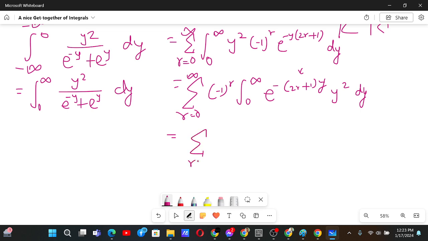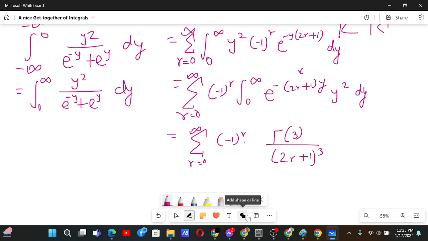Sum from r equals 0 to infinity of minus 1 to the power r. This will be gamma of 3 by 2r plus 1 to the power 3. So basically, if we had n over here, it would be gamma n by s to the power n. So I did that. Okay, so now after this, am I missing something? It feels like I'm missing a 2 over here.